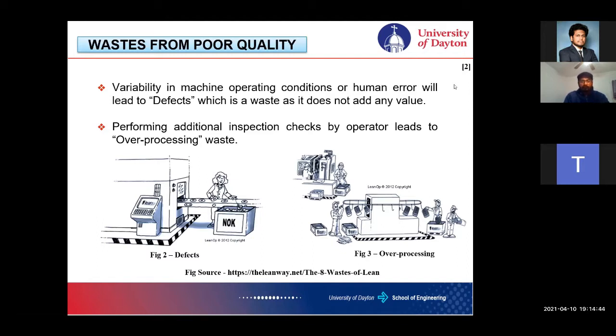Waste can happen from poor quality equipment. Often there's variability in machine operating that can cause defects to occur. Human error is also a leading cause in this waste. Waste is anything that doesn't add value to a process. Performing additional inspections can help eliminate this waste, but also can lead to overprocessing waste.